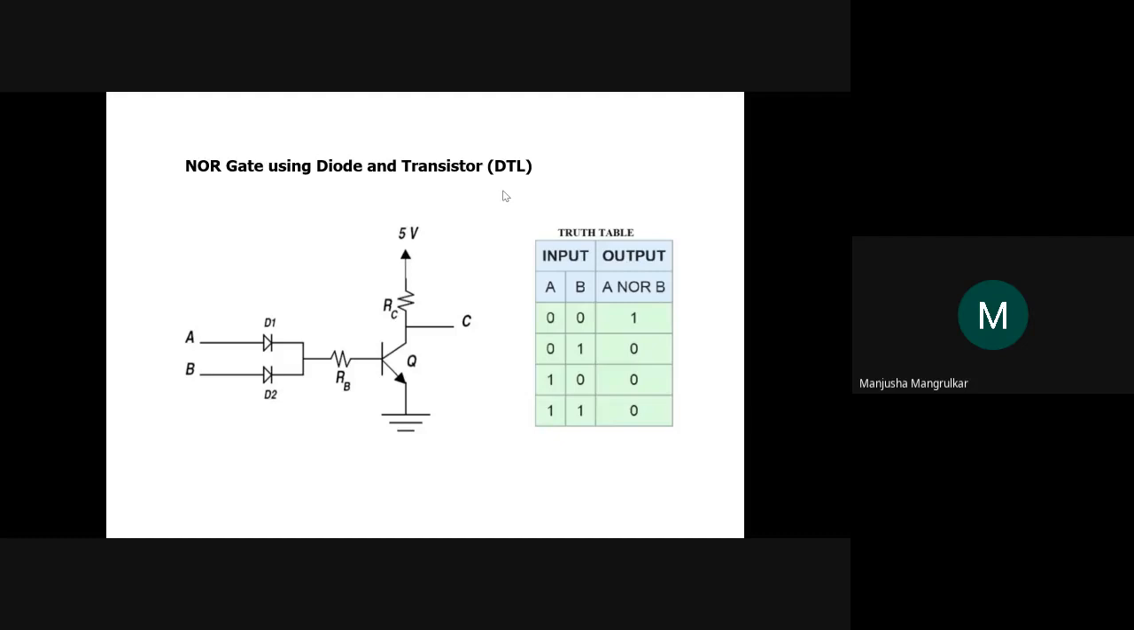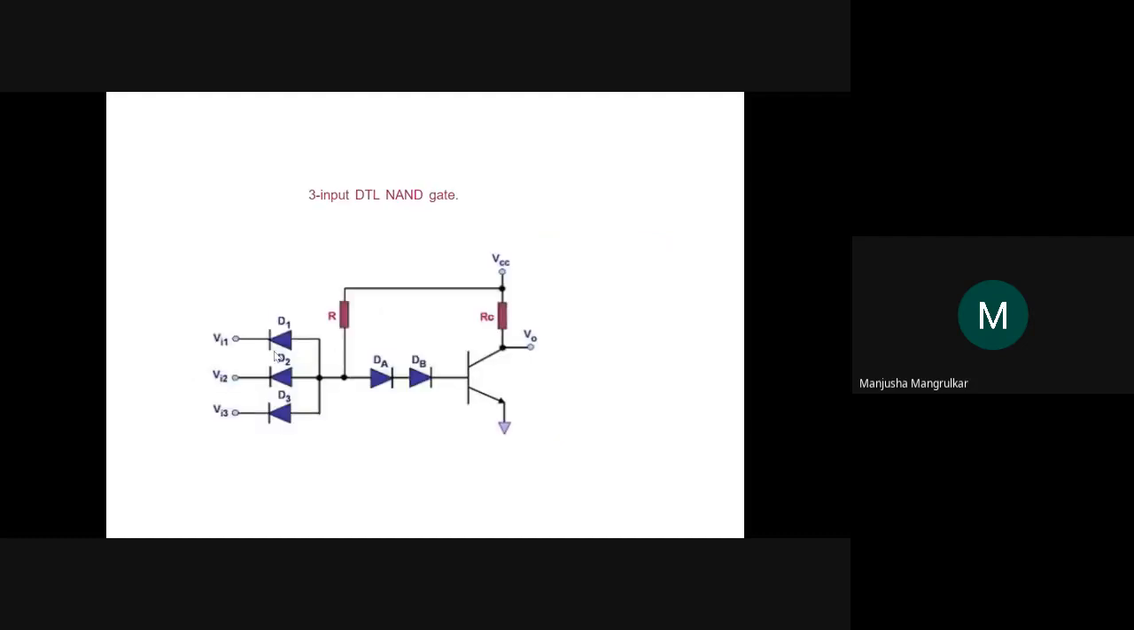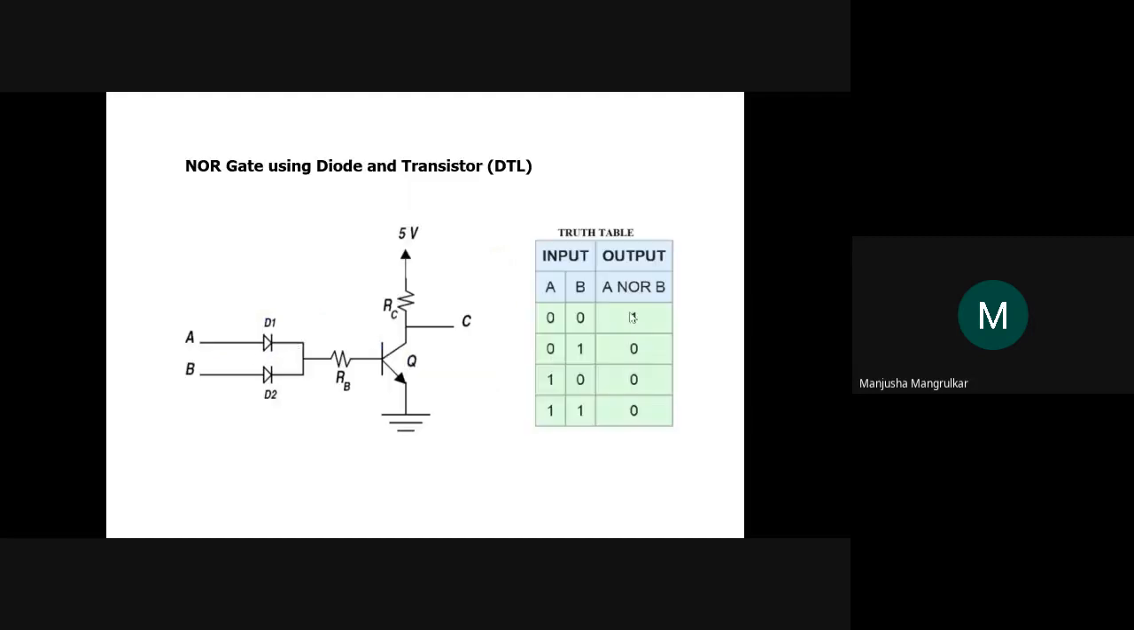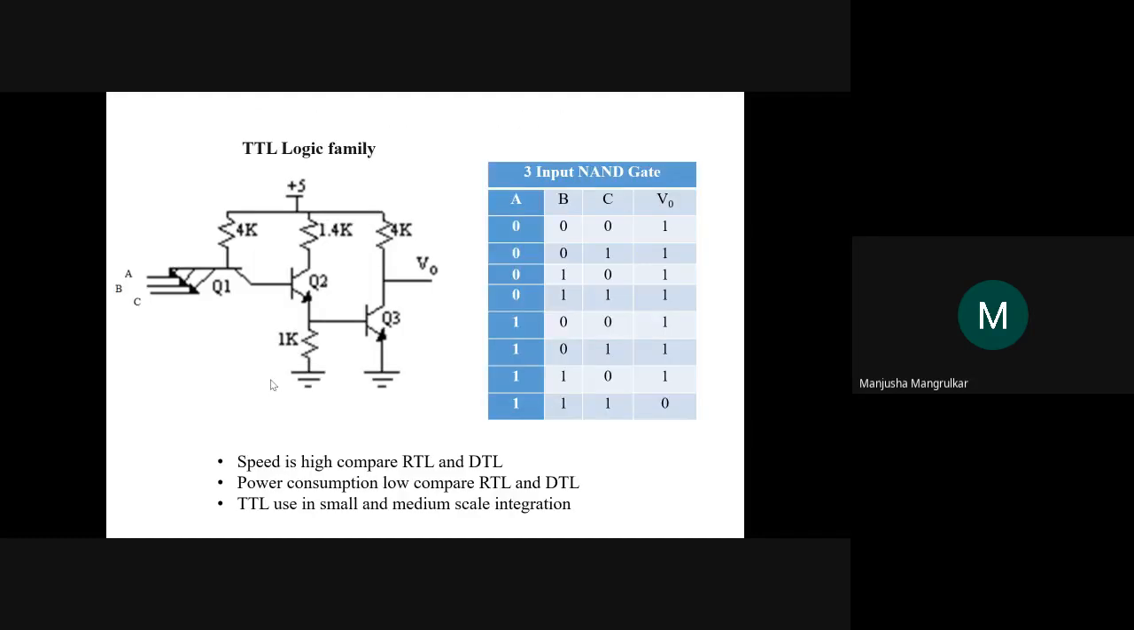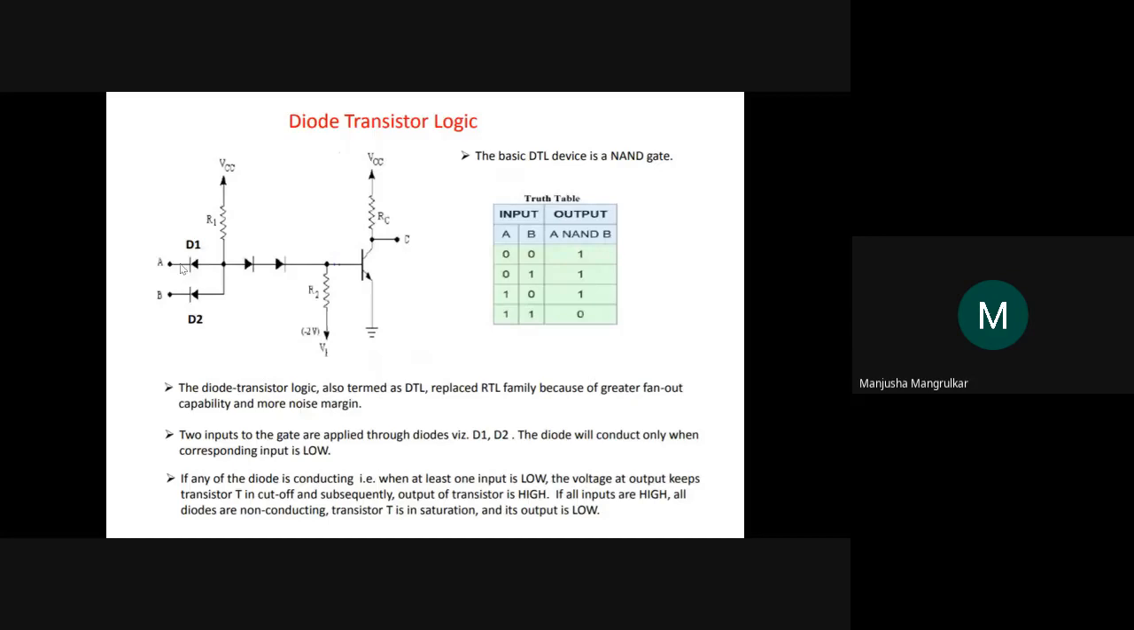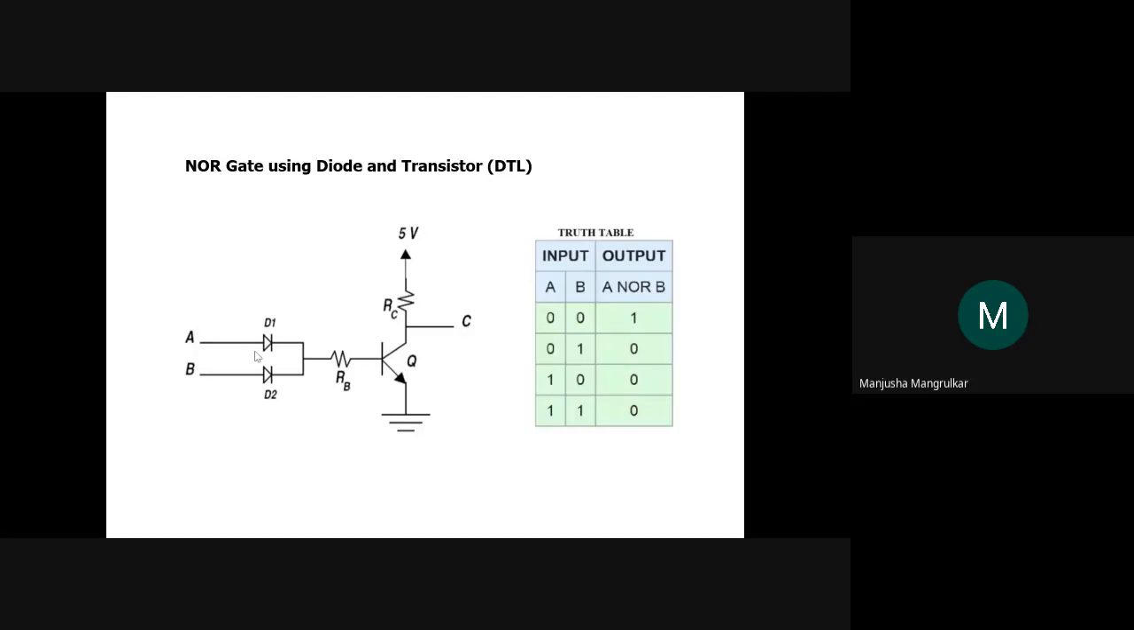Now, suppose we want the same DTL as a NOR gate, what do we have to do? Just reverse the diode connection from cathode to anode. Then it will fulfill the truth table of the NOR gate. Just reverse the diodes. Suppose we want 3 inputs, just see here. The condition is reversed. This is cathode, anode. Now in the NOR gate it is anode, cathode, right?